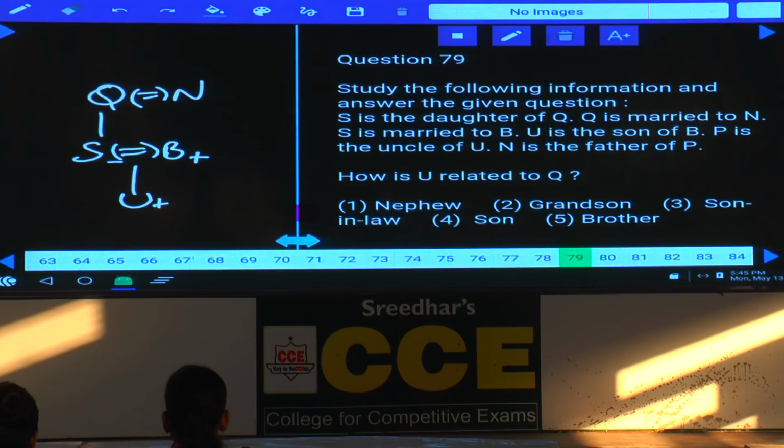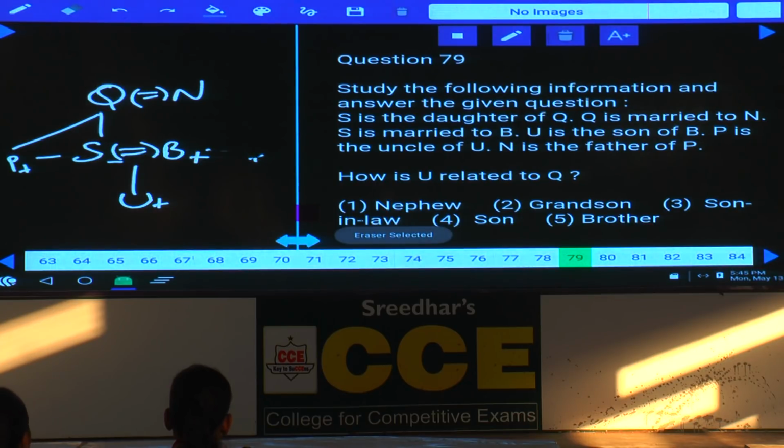And P is the uncle of U. Whether this P is the maternal uncle or paternal uncle is not really given, isn't it? P can be the brother of S or the brother of B. There are 2 possibilities for this P. And N is the father of P. As N is the father of P, that means P and S are siblings, isn't it? Hence P is the maternal uncle of U. Clear now? As N is the father of P, N is a male and Q is a female.